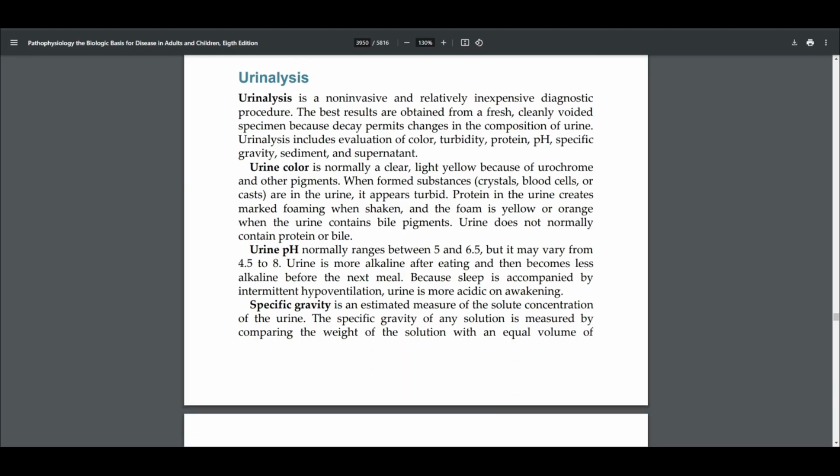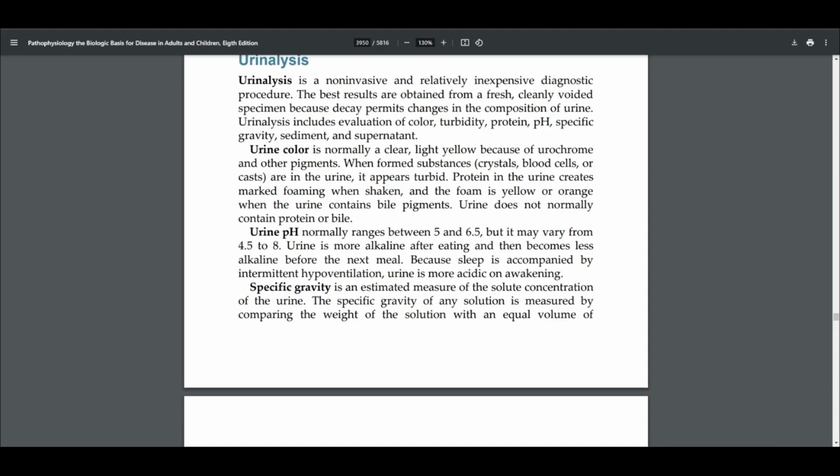Your urinalysis is a non-invasive and relatively inexpensive diagnostic procedure. The best results are obtained from fresh, cleanly voided specimens because decay permits changes in the composition of urine. Urinalysis includes evaluation of color, turbidity, protein, pH, specific gravity, sediment, and supernatant.